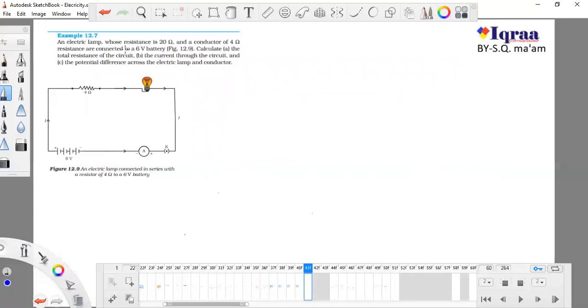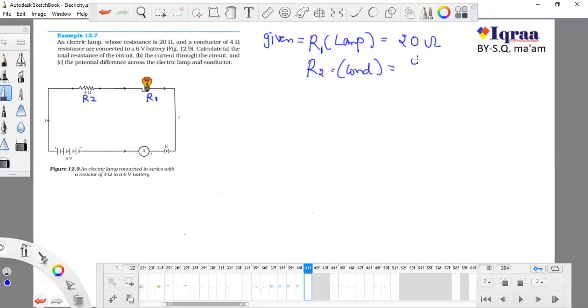It is telling me an electric lamp. This is my lamp, and definitely it is a resistance. I know this because it consumes electrical energy. So, an electric lamp whose resistance is 20 ohm. Now what is given to me, and what do I have to find out? It is giving me resistance, my resistance is 20 ohm, and a conductor. That is a conductor, and it is also a resistance. So my resistance one is this, that is a lamp, and another one is a conductor, that is 4 ohm.